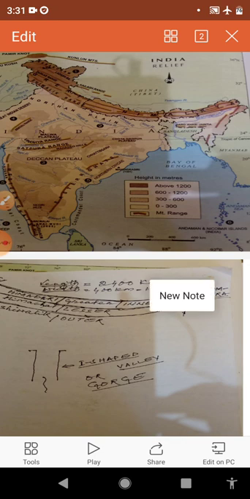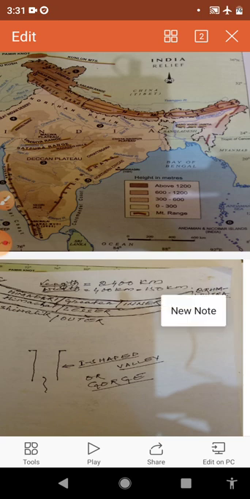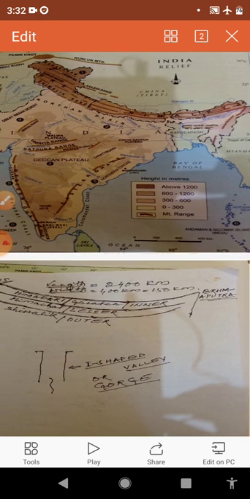The total length is about 2400 kilometer, and the width varies from 400 kilometer in the west, that is in the state of Kashmir, to 150 kilometer in the east, that is in the state of Arunachal Pradesh. With regard to height, the eastern half has maximum height in comparison to the western half of the Himalayas. It has three parallel ranges.